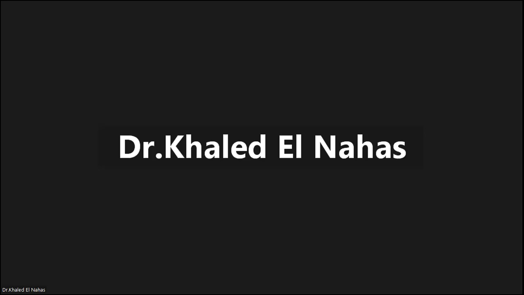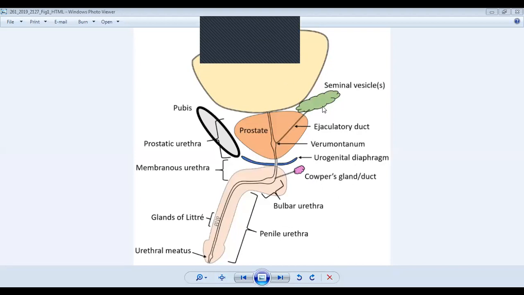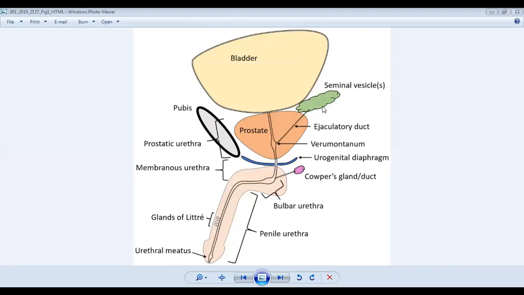Today we are going to discuss sexually transmitted infections, and I would like to start with the anatomy of the male urethra. The male urethra is divided into four parts according to the anatomical site.